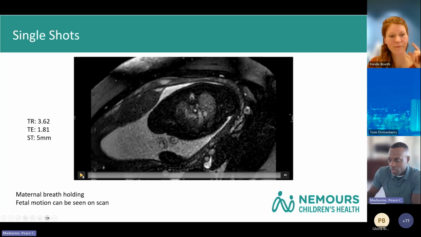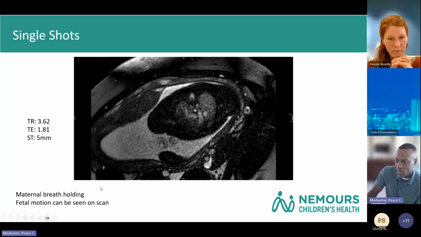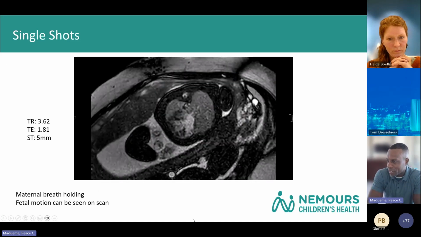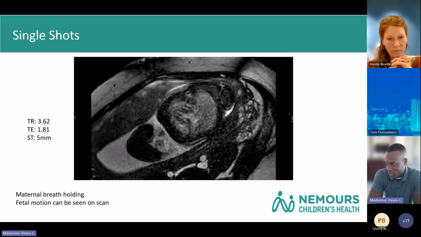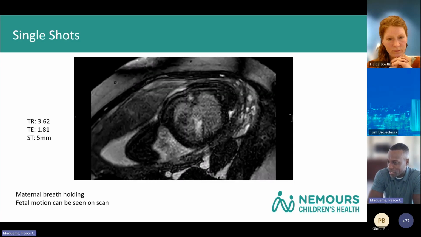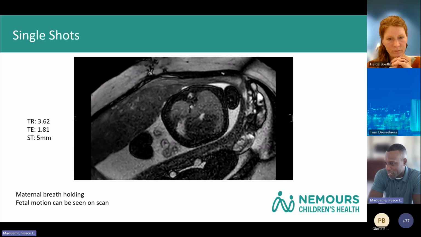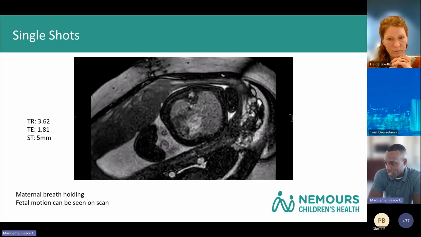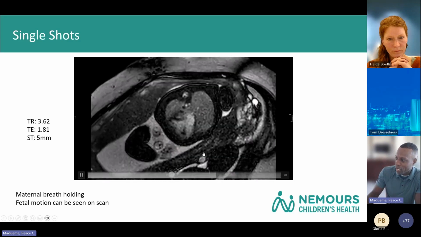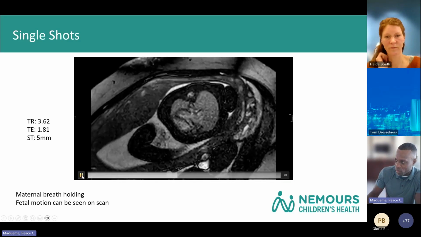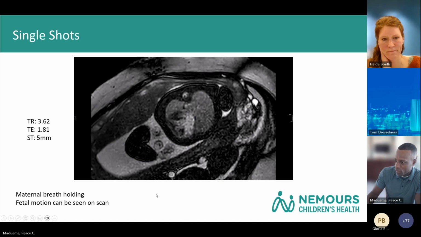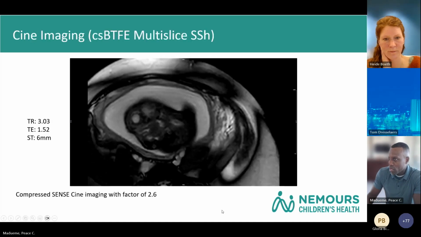Then we go into our single shots. TR was 3.62, echo time 1.81, and a slice thickness of 5 millimeters. I put this in here just to show the fetal movement that we were experiencing. You can see the abdomen moving all over the place. This was with the maternal breath holding, and the fetal motion, and sort of the graininess of it as well.